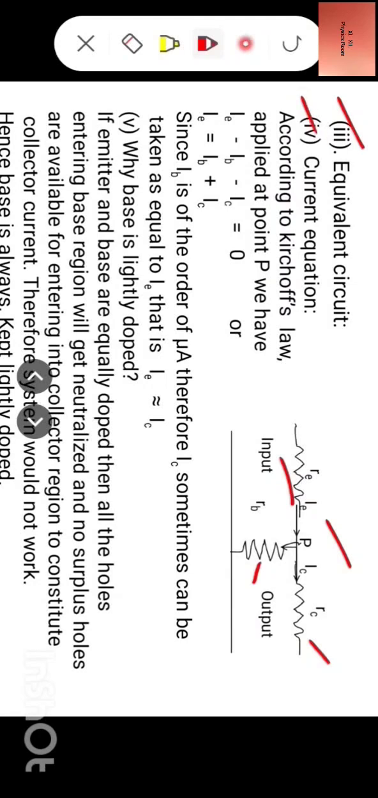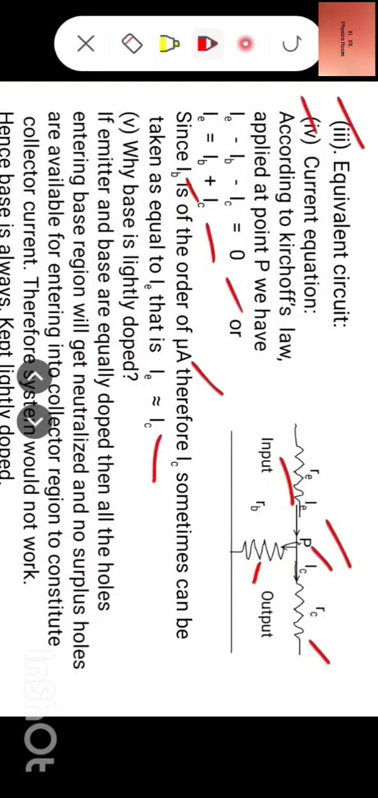Now according to Kirchhoff's current law applied at point P, we have IE minus IB minus IC equal to 0, or IE is equal to IB plus IC. Now since IB is of the order of microampere, therefore IC sometimes can be taken as equal to IE, that is IE is approximately equal to IC.